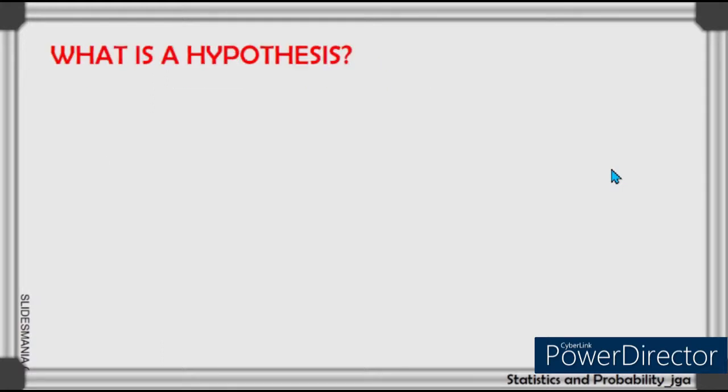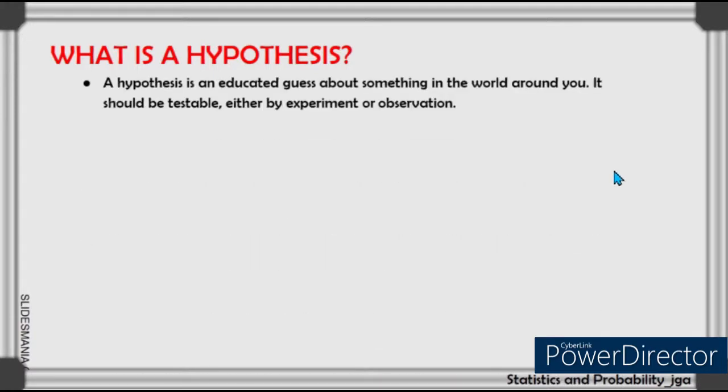Okay, so now let's proceed. What is a hypothesis? A hypothesis is an educated guess about something in the world around you. It should be testable either by experiment or by observation. Take note that a hypothesis is an educated guess that can be tested. It is a statement that describes the population parameter. It is a tentative explanation, a claim, or assertion about people, objects, or events.